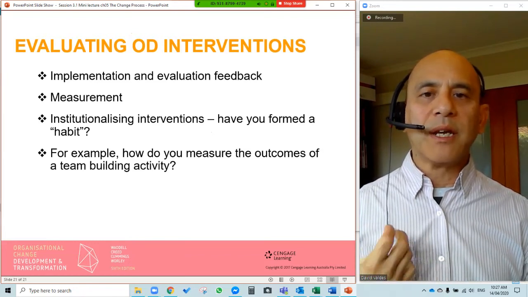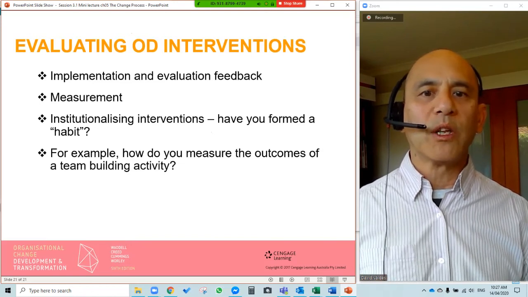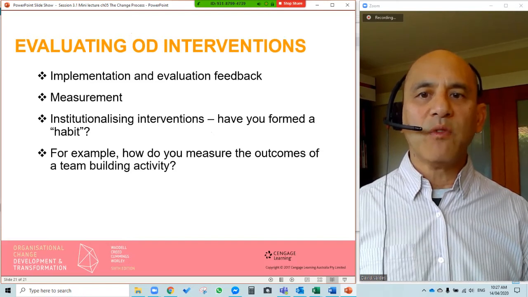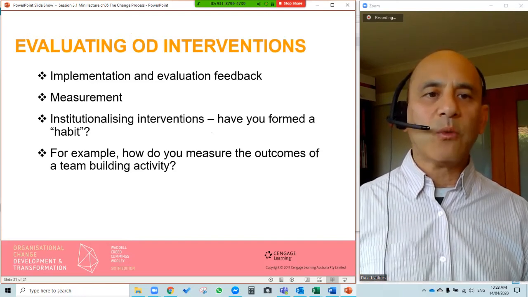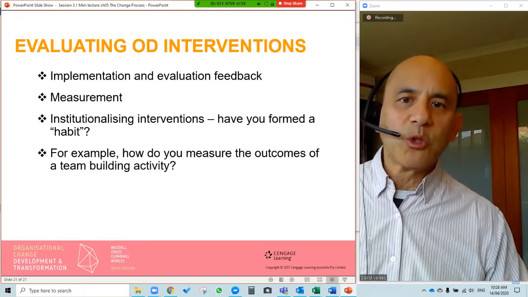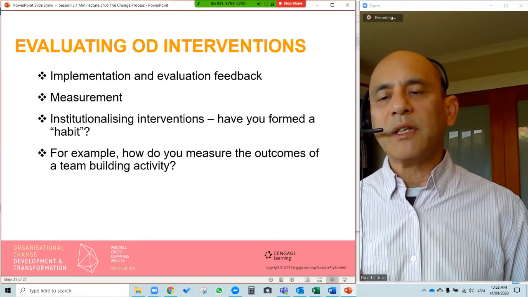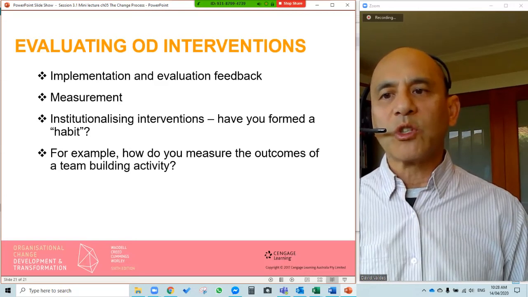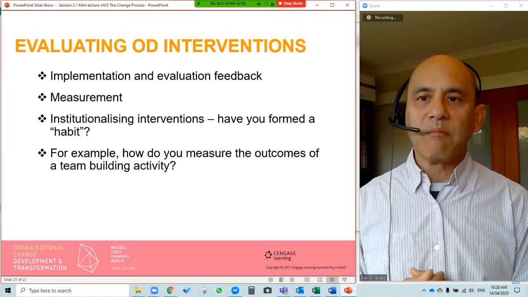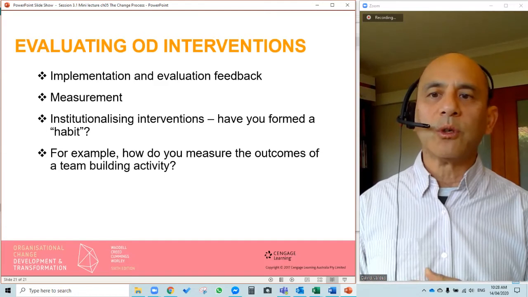So at the end of the day, if we evaluate our OD interventions, how do we know whether we've done a good job? Certainly, we have to look at the way we've implemented, and we have to evaluate the effect of these interventions using feedback from employees. Measurement is quite important. If the intervention was meant to improve productivity within an organization, for example, then we need to have measures to tell us whether the productivity has improved or not.